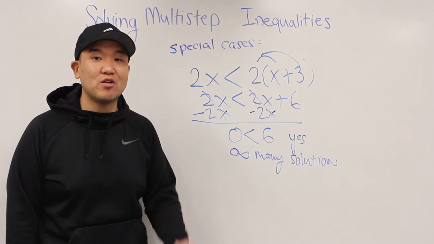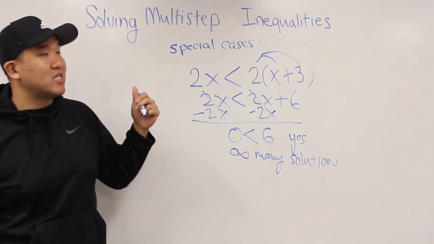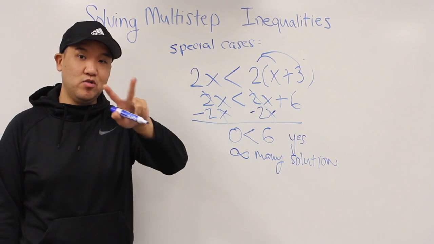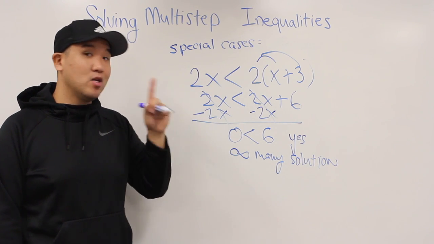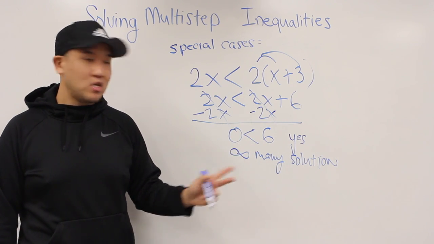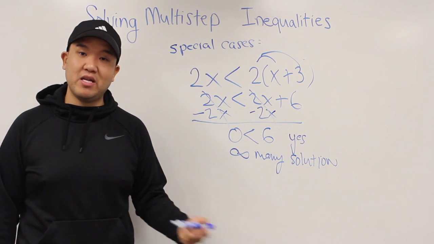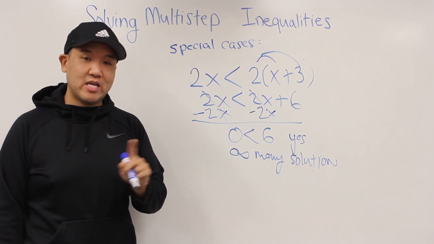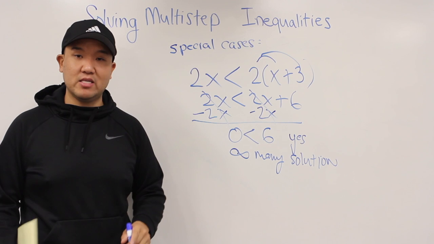Alright, so that concludes our lesson for solving multi-step inequalities. Our goal is to remember the special cases. There's 2 of them. What were they? When is it no solution? Is when they'll never equal each other. It'll never be true. And it'll be infinitely many solutions if your answer is true. But remember, you cannot have any variables, so when the variables cancel out.